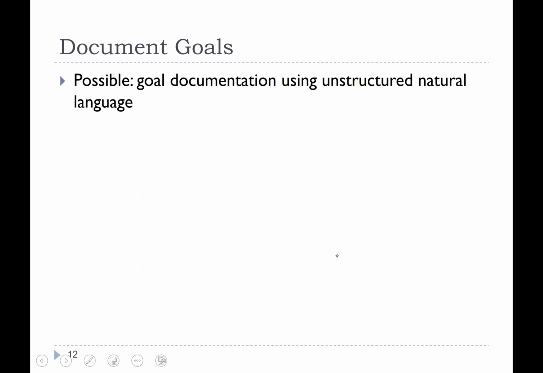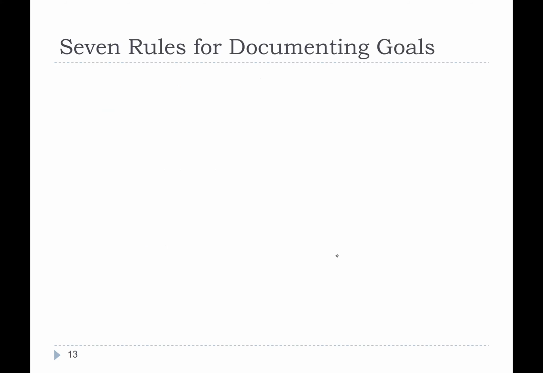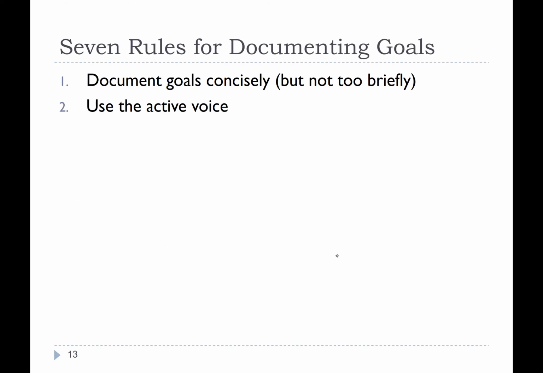I want to be able to document these goals, just like anything we keep telling you from the beginning of your degree: document. There are certain templates that exist for it. I'm not going to go through the specifics, but obviously you have to have a unique identifier for each goal. You write down certain management attributes, basically relevant information that you have about that goal.